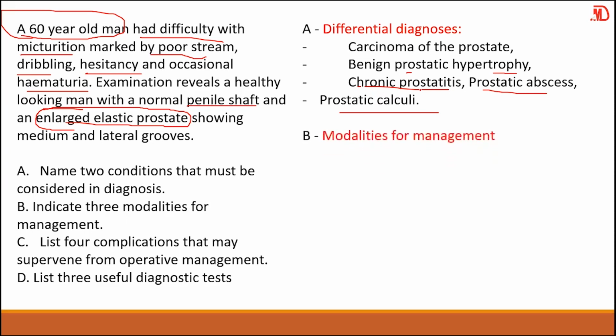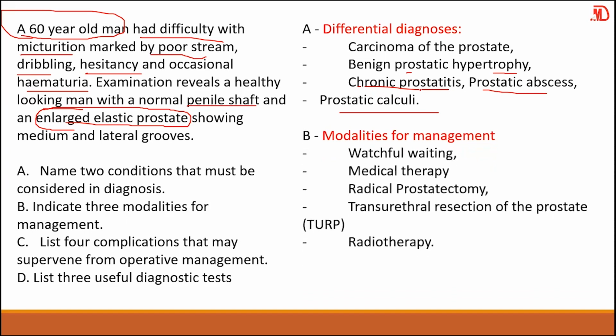And what are our modalities for management, or how will you manage this patient? So first of all, you can do a watchful waiting, or a conservative treatment by just observing how things unfold. Then you can do medical therapy. Then, of course, you can remove the prostate if you are thinking of a problem with the prostate, let's say a carcinoma or something. Then you can do what we call the transurethral resection of the prostate, then radiotherapy. These are the modalities for management.